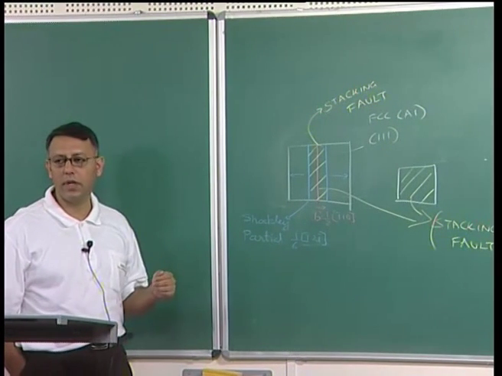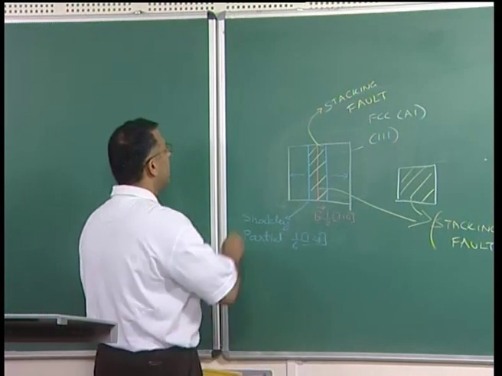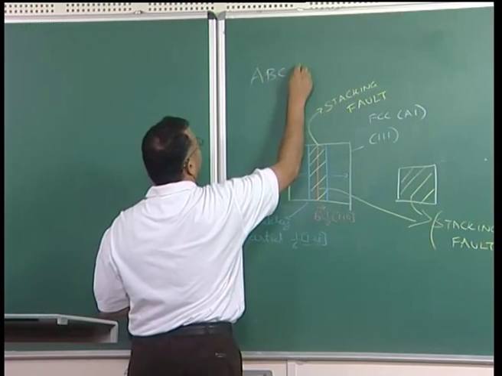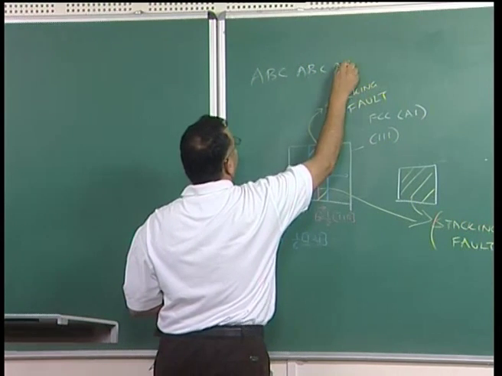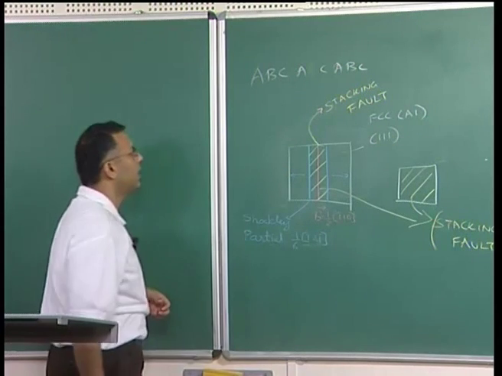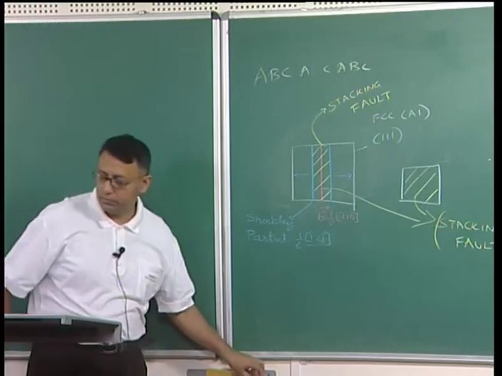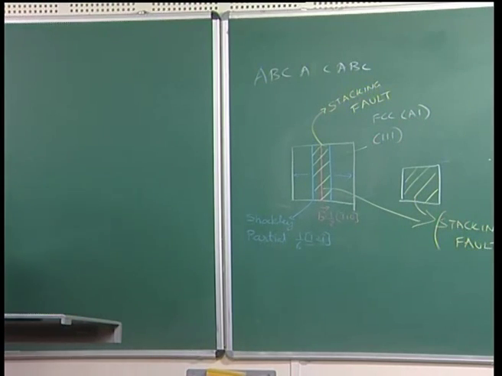Suppose you talk about an FCC aluminium, then you know that the packing sequence goes as ABC, ABC, ABC, and suppose the packing sequence is changed so that it becomes ABC, AC, ABC, then such a thing is called a stacking fault. Therefore, you can see that in the case of nanocrystals, not only the full dislocation may leave the crystal and make it completely dislocation free, but additionally there is a possibility that the partials may leave the crystal, and therefore you are left with a stacking fault in the material.